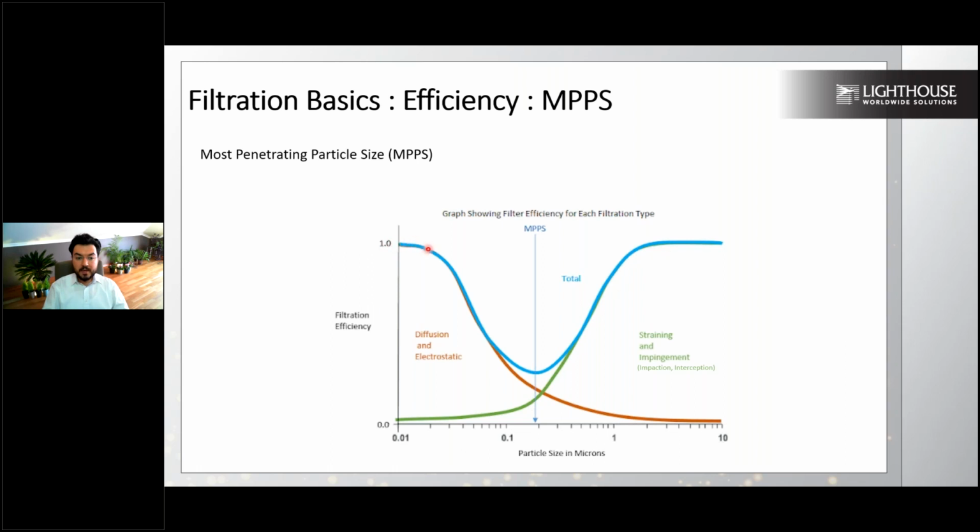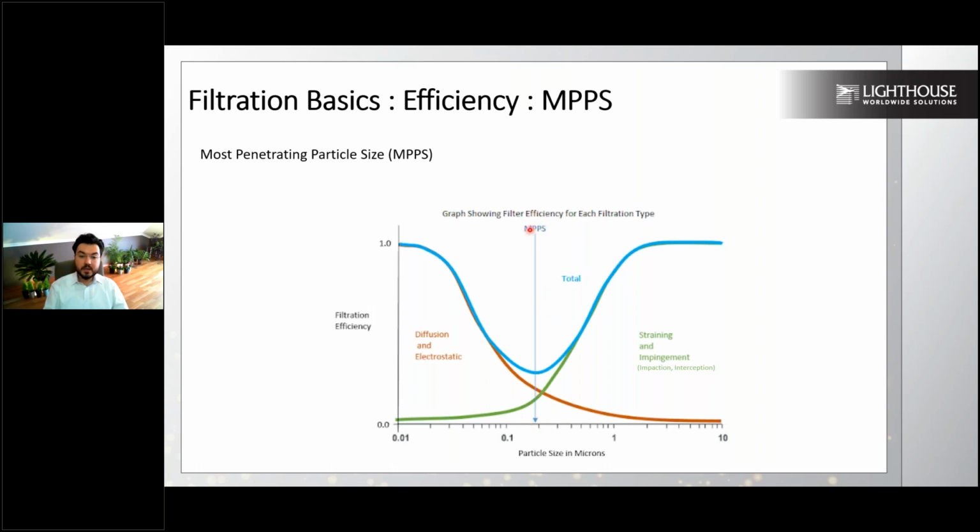But when you combine them together, there is a gap between these two mechanisms, which addresses our MPPS concern, which is the most penetrating particle size, the weakest point for our HEPA filter. This is what the filter manufacturers define in their factory. They define this MPPS value and the efficiency of their filters based on this particle size, mostly around 0.2 to 0.4 micron particle size.